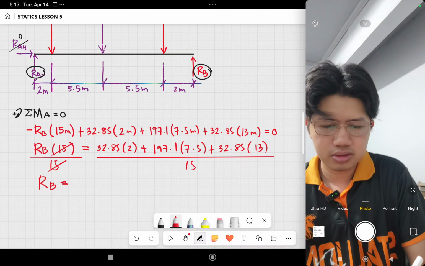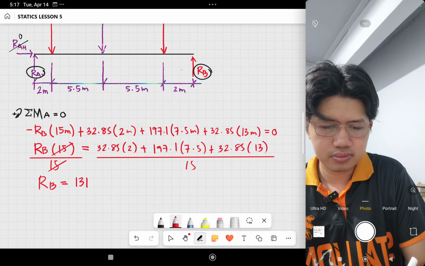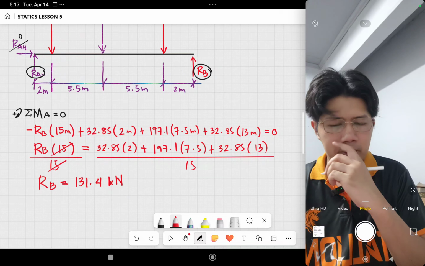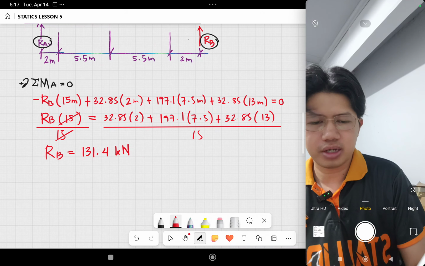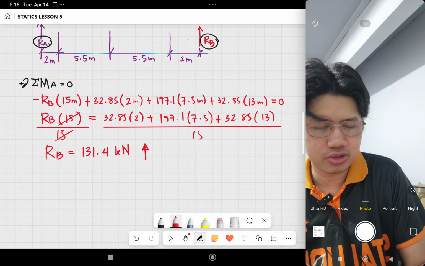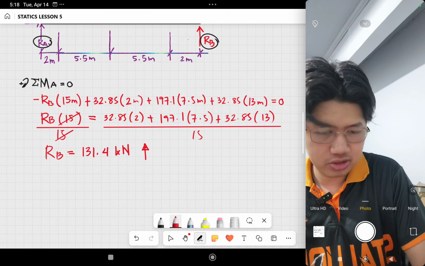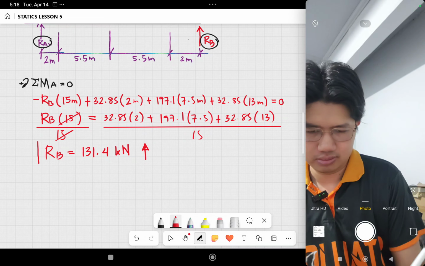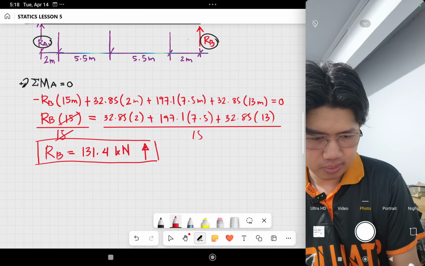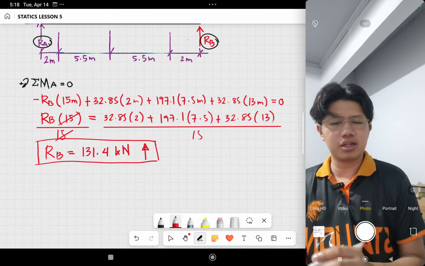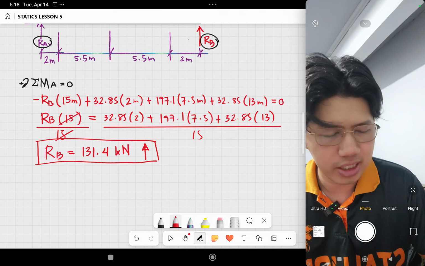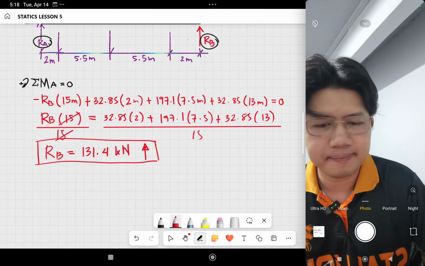Okay. Kilonewtons. So we have, nakuha natin is positive, ibig sabihin tama lang yung assumption ko na yung direction ni RB is upwards. Again, kapag nakuha mo negative, ang ibig sabihin lang nun, you must draw the opposite direction. No? Mali ka lang ng assumption nung una.